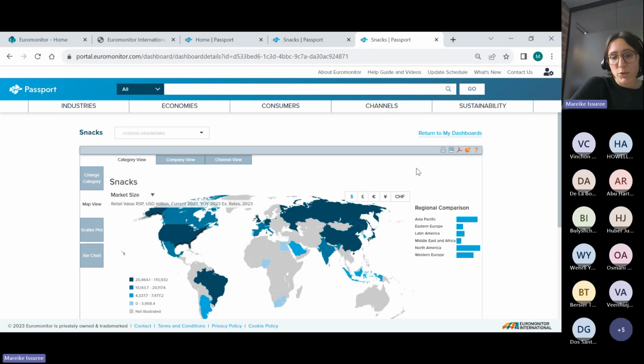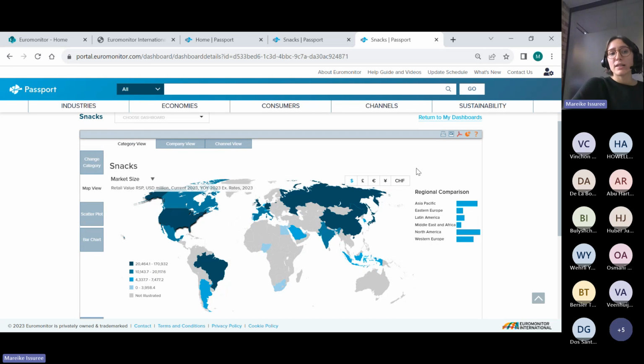The way to use this dashboard is you can essentially look at which countries are covered in your school subscription. So all the blue colored ones are the ones that are covered. And the darker the blue always refers to the larger the market. And in this case, we're looking at snacks and we're looking at market size, so consumption in retail value terms.